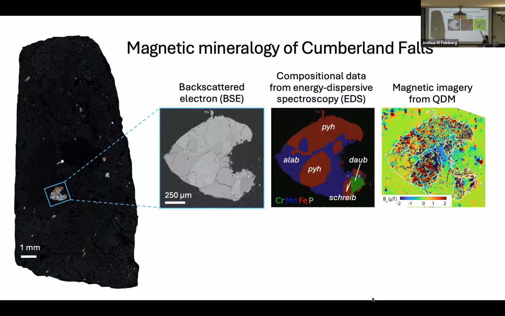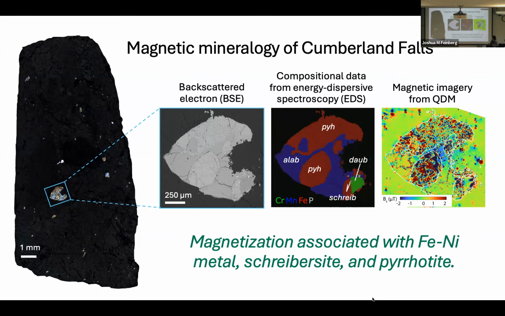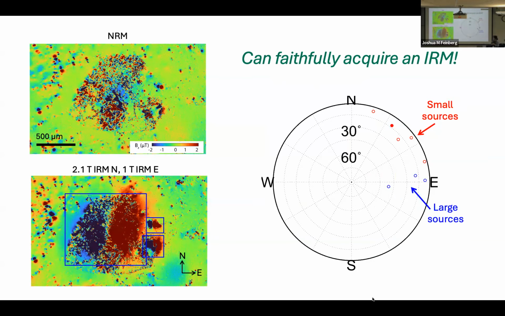But we see a lot of magnetic signal associated with schreibersite, iron nickel metal elsewhere in the sample, and also with pyrrhotite. So we can infer that those three minerals are at least capable of carrying magnetization. And we're actually in the middle of a sort of pseudo-Thellier test, so two orthogonal IRMs, and we can see that this is capable of carrying an actual lab field, and you can recover the direction from that.